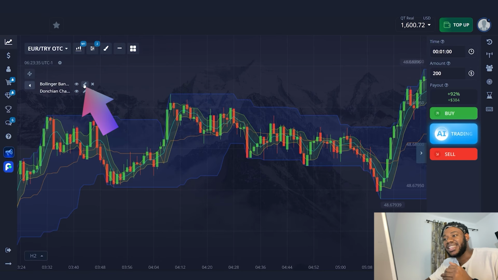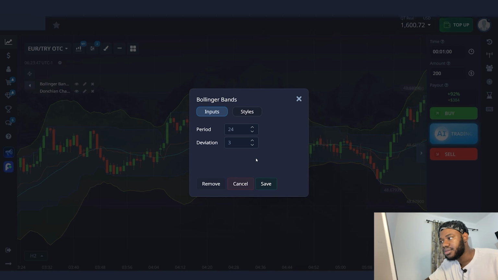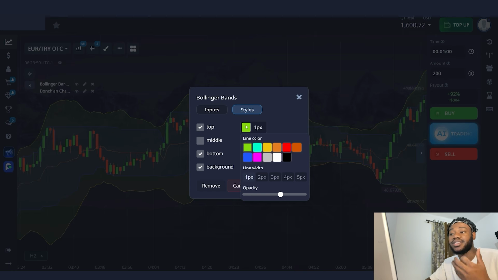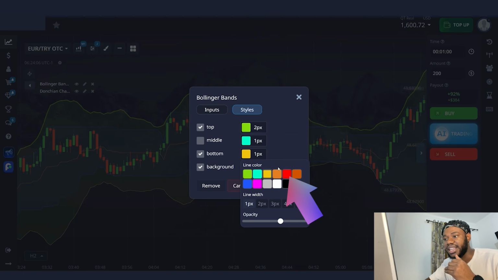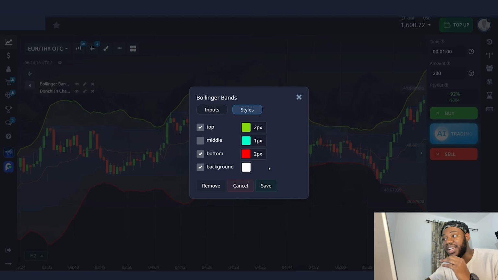Now go to the settings of the Bollinger Bands. The indicator period will be 24, the deviation will be 3. This is necessary to expand the indicator area. I will disable the middle line in the style settings because it's not really needed. The top line will be green and I'm going to increase the thickness. The bottom line will be red and I will also increase the thickness. I will make the background color of the indicator white.